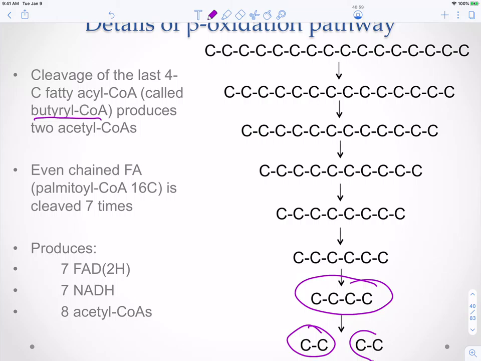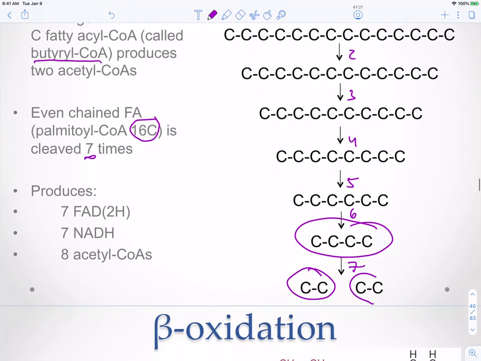And so for an even chain fatty acid of 16 carbons, you get cleaved seven times. So it's 1, 2, 3, 4, 5, 6, 7. And so you don't cleave that last eighth time because you want to keep those carbons together. So it's seven times. And so you're going to produce seven FADH2, seven NADH, and eight acetyl-CoAs.